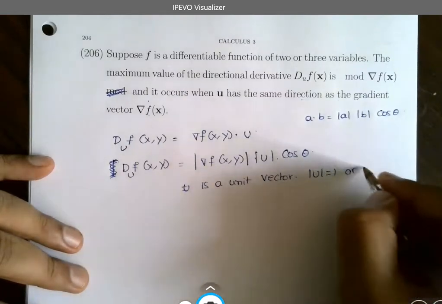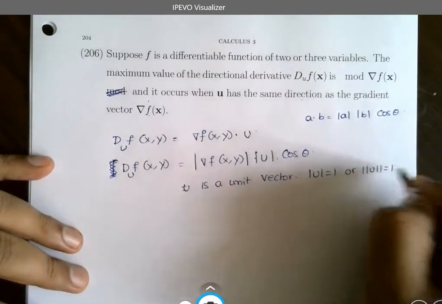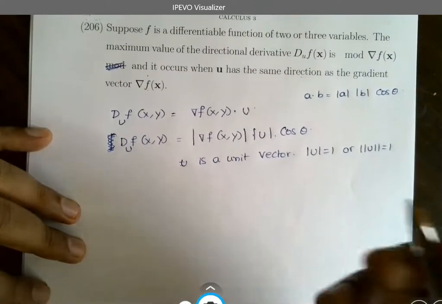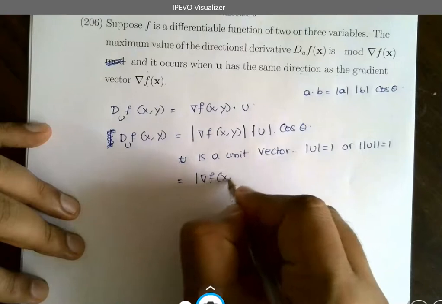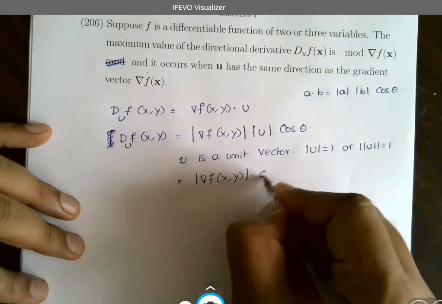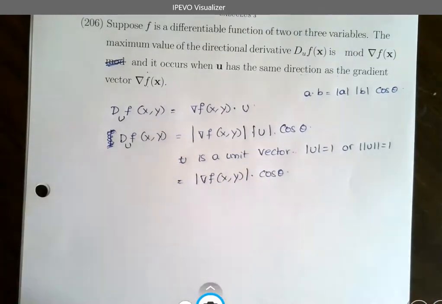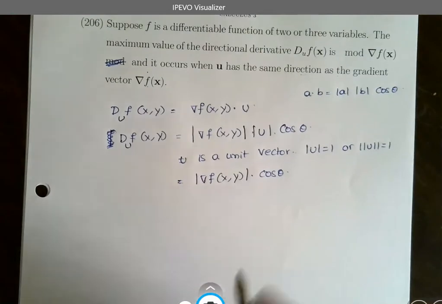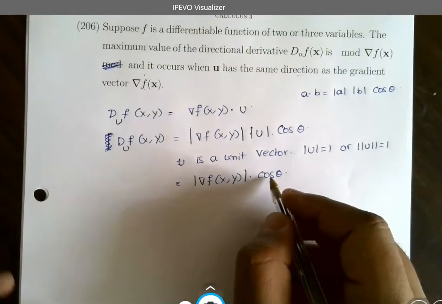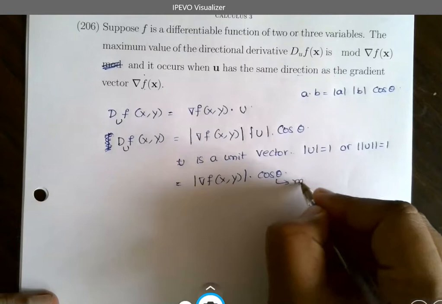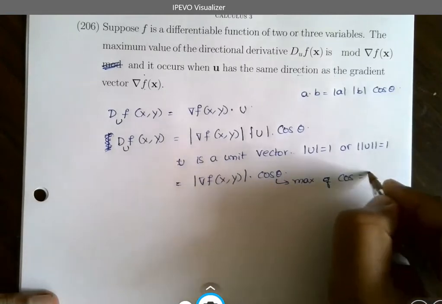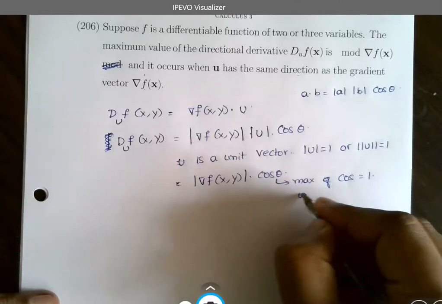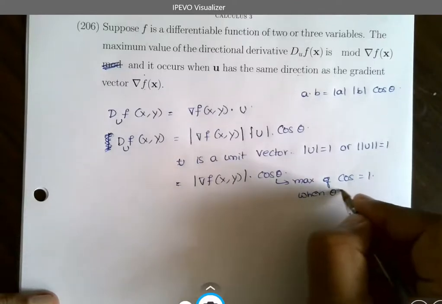Sometimes I write it like this also. That's also magnitude of u is 1. Both mean the same. So that means you get the magnitude of the gradient of f at (x, y) times cosine theta. Now the maximum value of cosine is 1, and that happens when theta is 0.